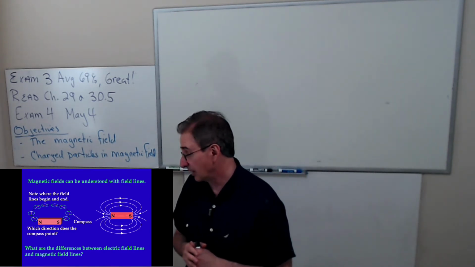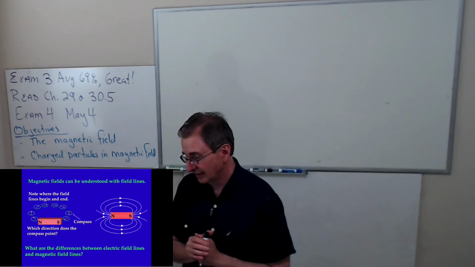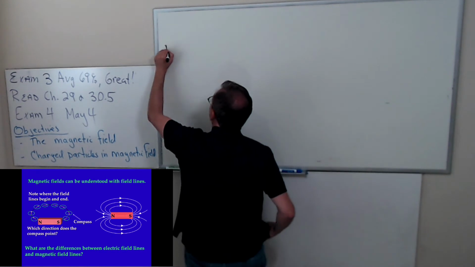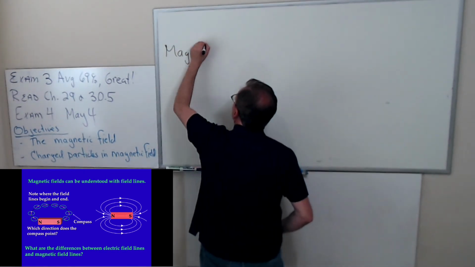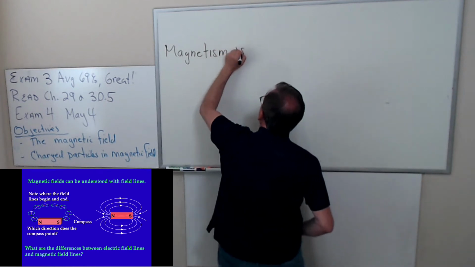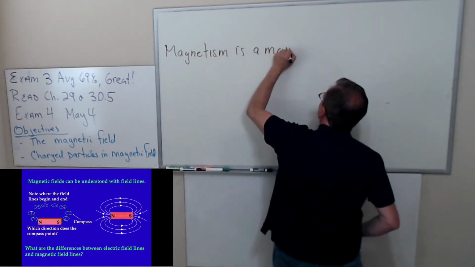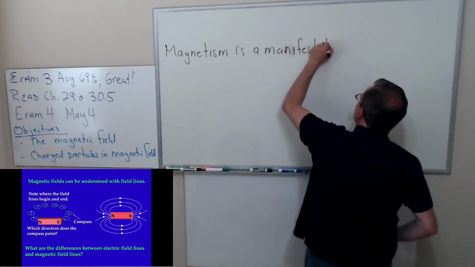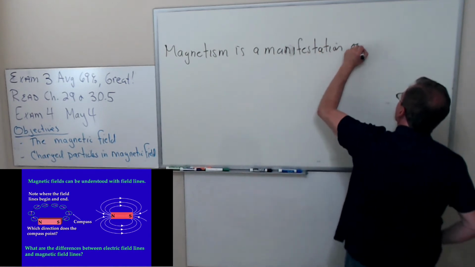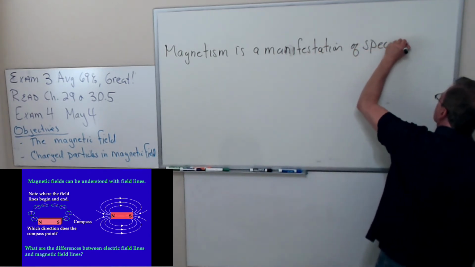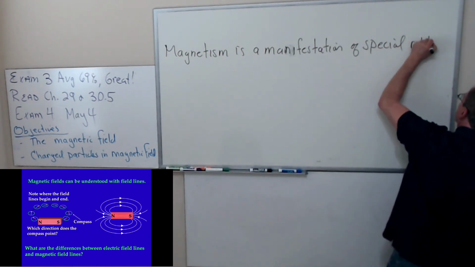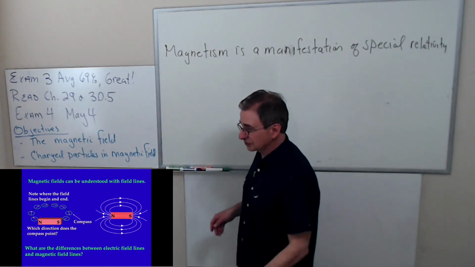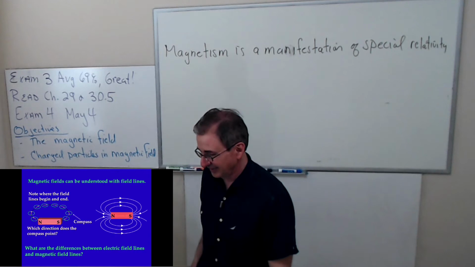Okay. And yeah, Damien, all of this, magnetism is a manifestation of special relativity. So I should write that down. It's there because relativity is true. Okay?